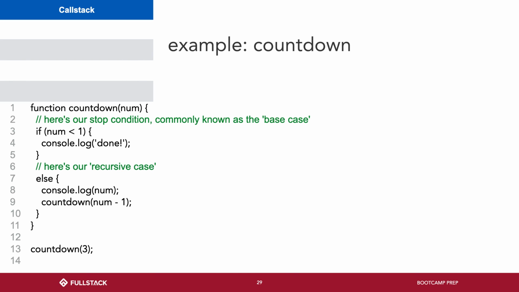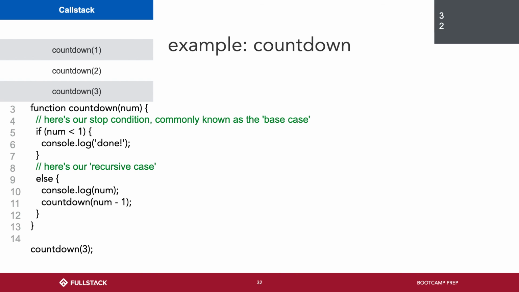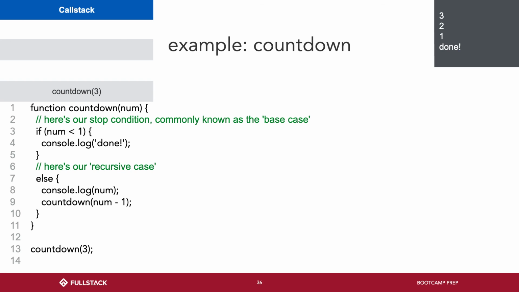Okay? So now, 3 goes on, we get 3. 2 goes on, we get 2. 1 goes on, we get 1. Countdown of 0 does go on, and we get done. And then 0 gets taken off, 1 gets taken off, and then 2 gets taken off, and then 3 gets taken off. And we have the same result. Does this make sense?